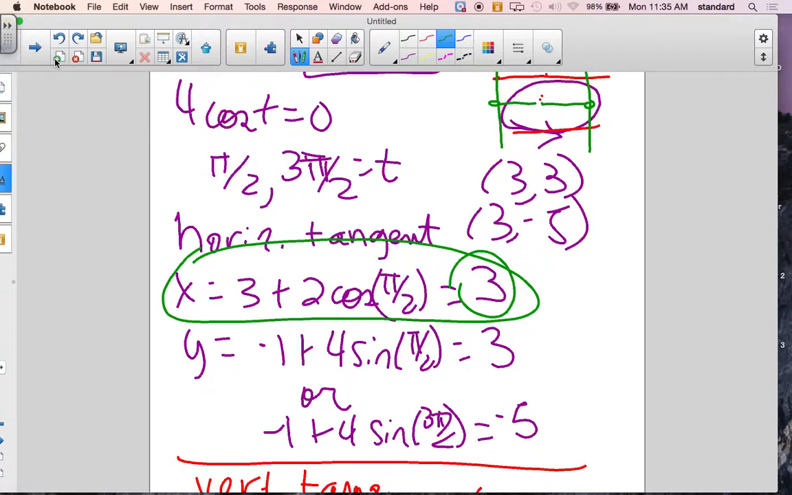What's our formula we're using? Integral of the square root of dy dt squared plus dx dt squared. Yes. That was way too hard to say.